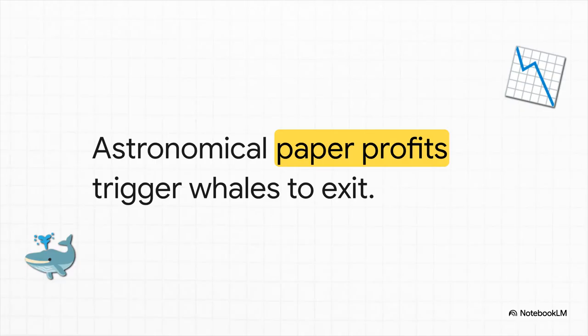And what happens when those astronomical paper profits peak? It triggers the whales. They start systematically scaling out into stablecoins. Remember our lesson from day 102? An MVRV above 3.7 is the historical flag for extreme overvaluation. It's the absolute macrocycle top. This is exactly where the smart money quietly exits. And the retail crowd? Well, they get left holding the bag.